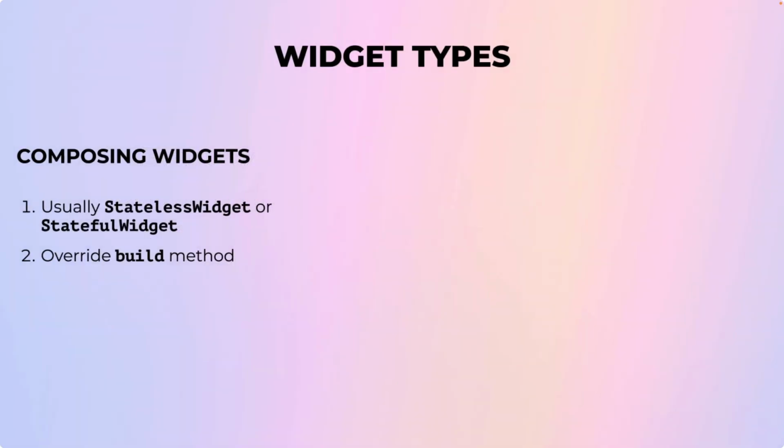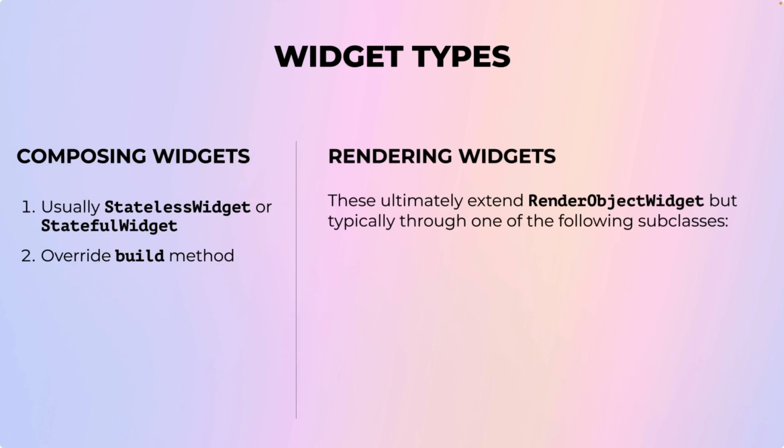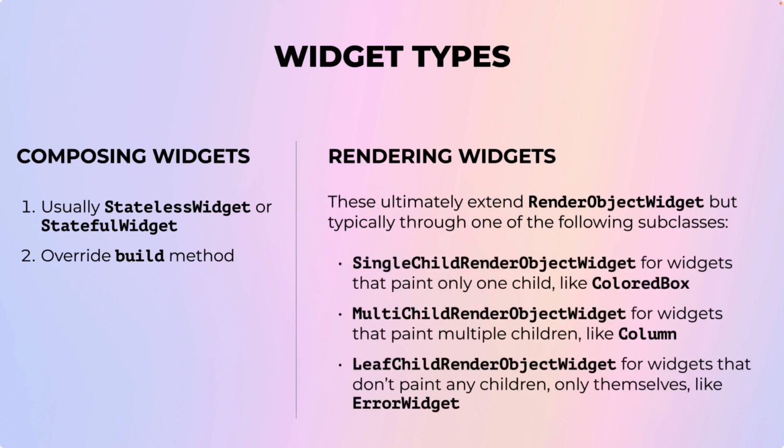Okay, so we have discussed two types of widgets: composing widgets, which are usually StatelessWidget or StatefulWidget and override the build method, and rendering widgets, which ultimately extend RenderObjectWidget, but usually through one of the following subclasses. So it's either a SingleChildRenderObjectWidget, for example ColoredBox, MultiChildRenderObjectWidget, for example Column, or a LeafRenderObjectWidget, for example ErrorWidget, and the only thing they differ in is how many children they can handle.